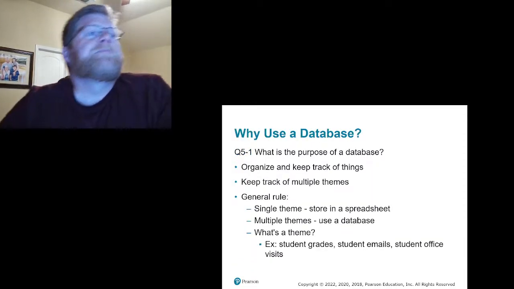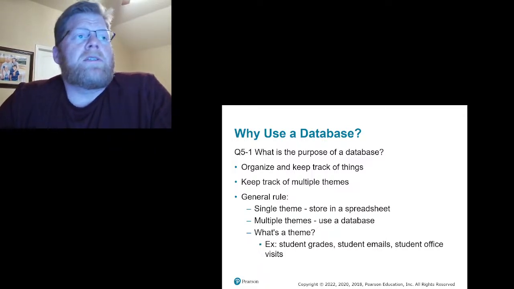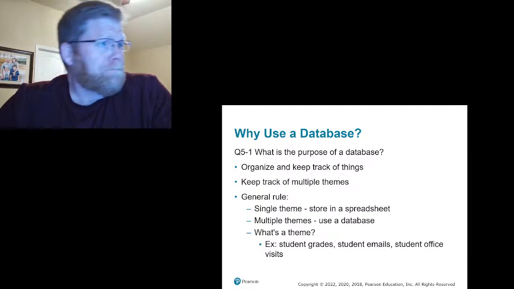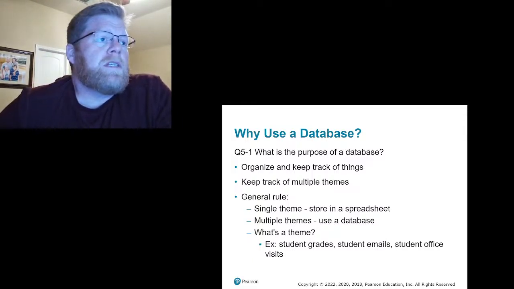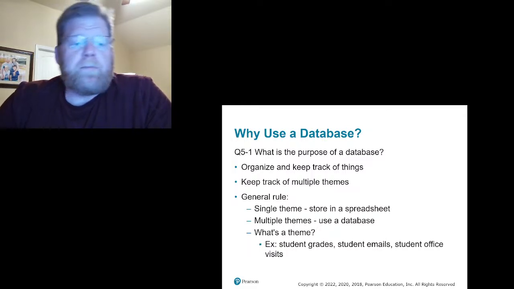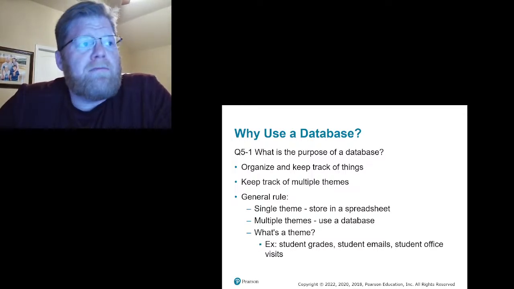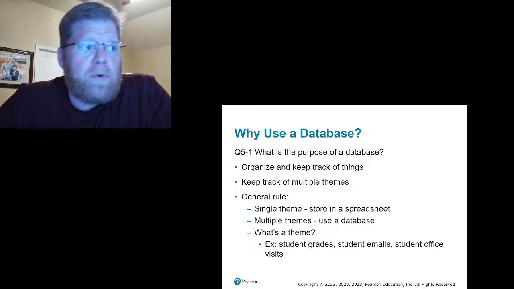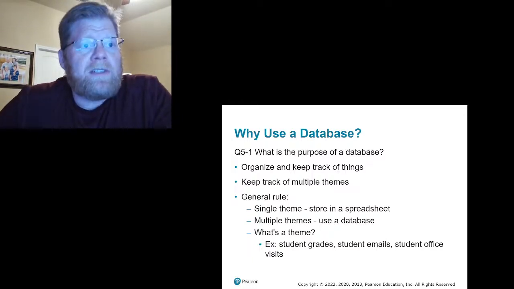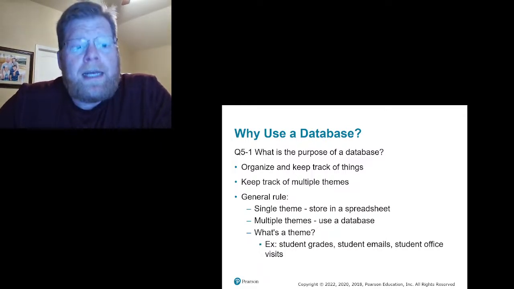So what is a database? Well, a database is an organized way to keep records and track them in multiple themes. Now, we use the term themes when it comes to databases, and this is the easiest way to think of it. When you have a single theme, you would use an Excel spreadsheet. If you have multiple themes, you would use a database. For instance, their example here is student grades, student emails, and student office visits. That's multiple themes. Therefore, you would use a database. If you were strictly keeping track of student grades, that's a single theme, you would use a spreadsheet.